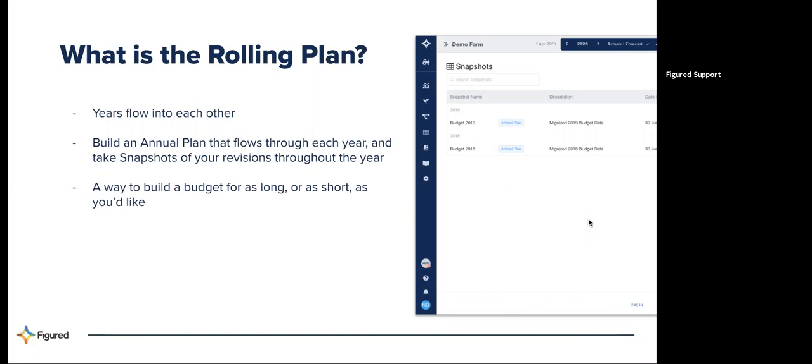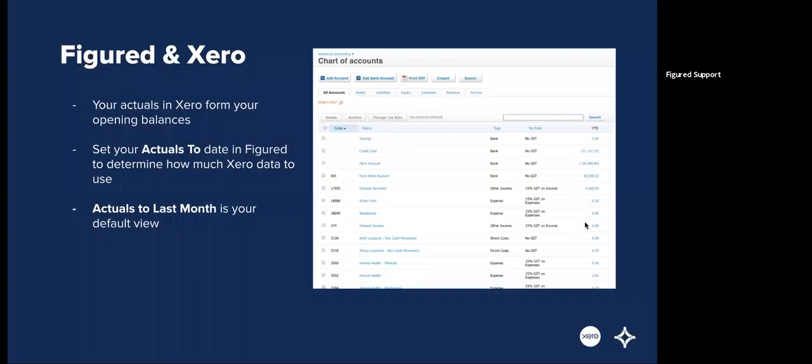So as you're going and building it out, you can choose to build a 6-month plan, or you can go and build out a 2-year plan. So as short or as long as you'd like it to be. We also have this concept of snapshots, which is basically our way of saving the plan.